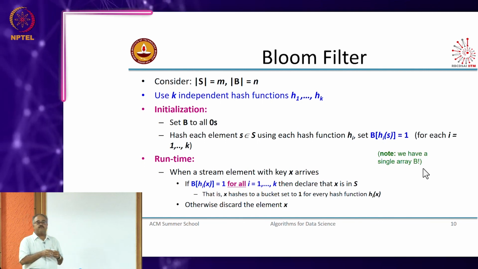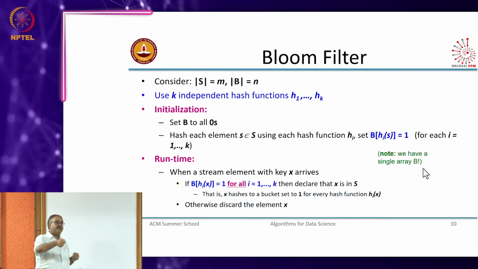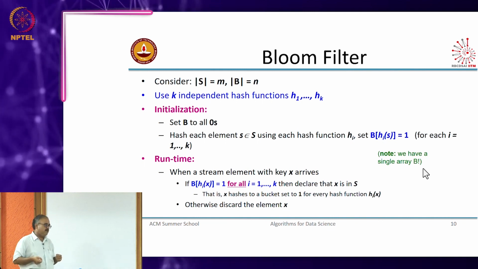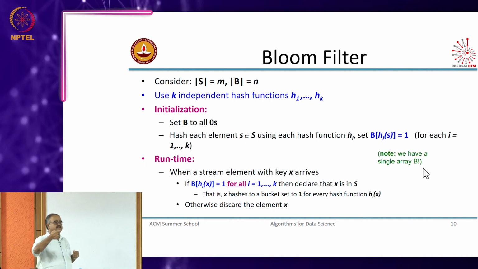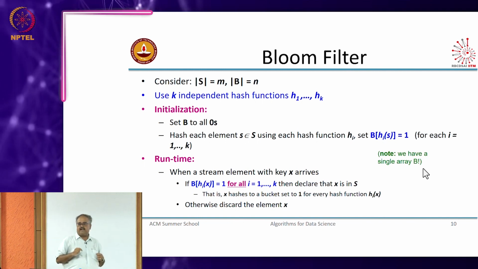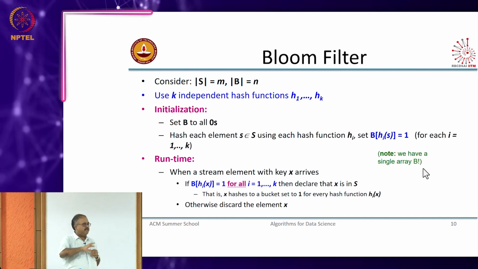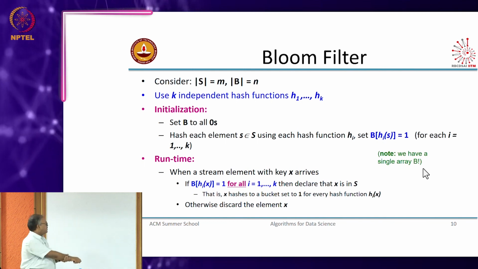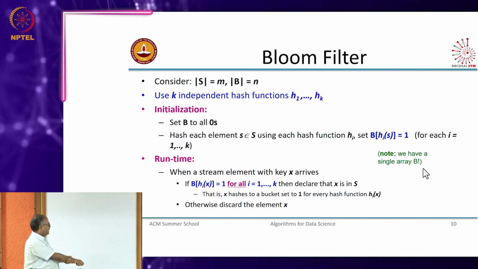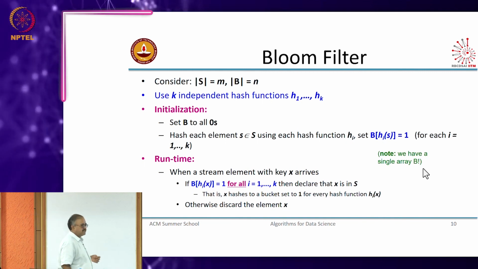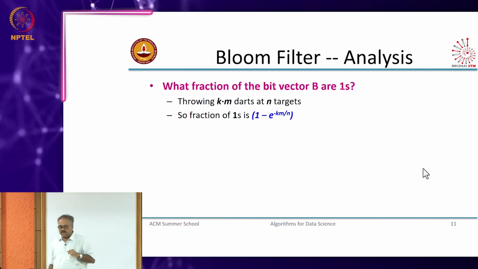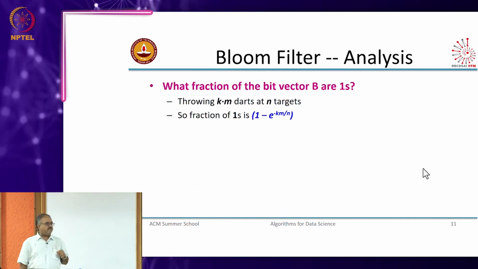Why? Because we know that if the element was there in S, we have already hashed with all the k functions and set it to 1. So, even if in one of those hashes it misses the 1, then it has to be a false positive, and we will kick it out, we will not accept it. So, that is basically the idea here. It has to happen for all k, otherwise we will discard the element. Make sense? Great.